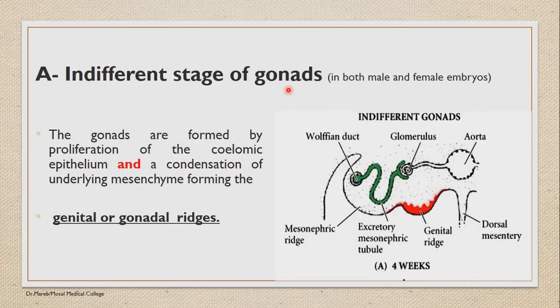Now, the gonads pass at the beginning in the indifferent stage of gonadal development. It is the same in both male and the female embryo. The gonads are formed by proliferation of the coelomic epithelium and a condensation of the underlying mesenchyme, forming the genital or gonadal ridges. Now look here, this is a 4 weeks embryo. Now the 4 weeks embryo, the gonads are indifferent. That is to say, there is formation of the genital ridges or gonadal ridges. This is formed due to proliferation of the coelomic epithelium and condensation of the underlying mesenchyme. So the genital ridge or gonadal ridge is seen in both male and female embryos.